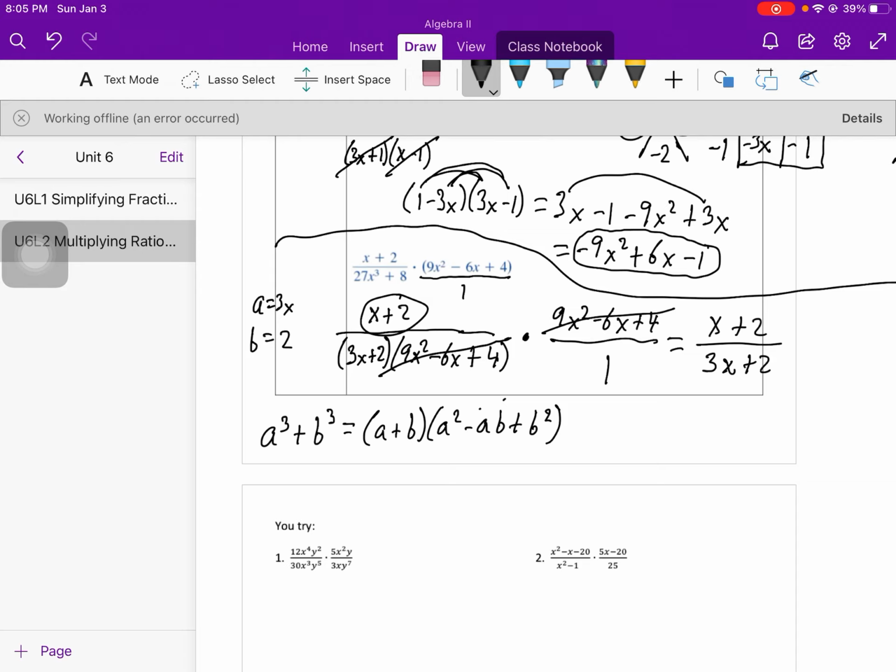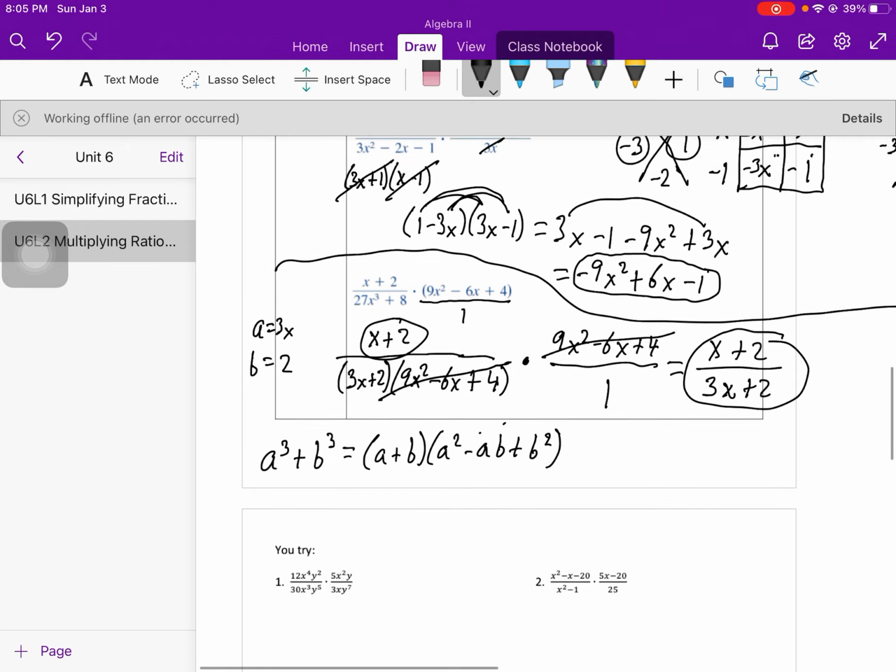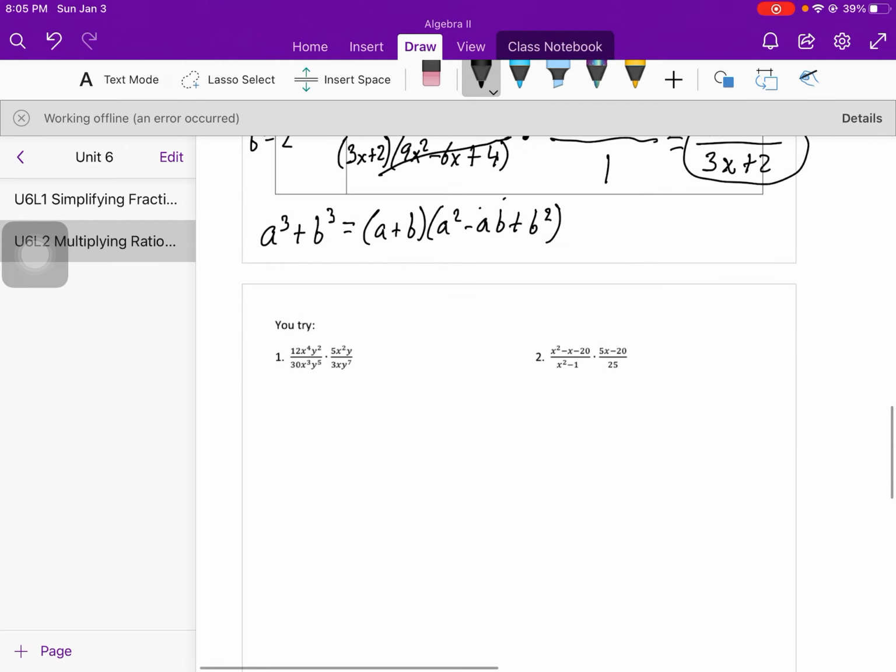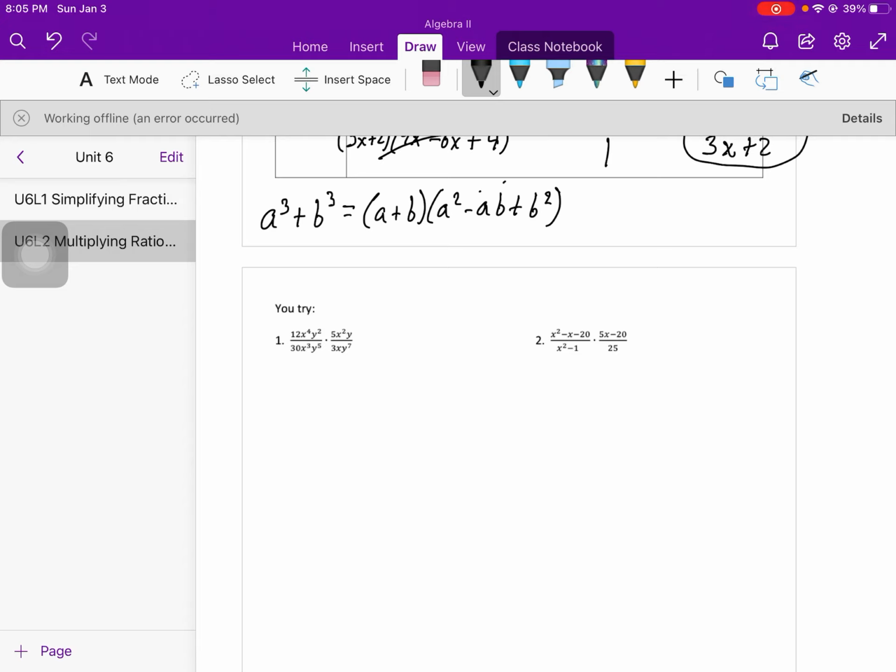Now don't lose points for this. That's as far as we can go. We can't factor anything more out of that. So, okay. Now, that might seem tough, but go ahead and give these few problems a try.